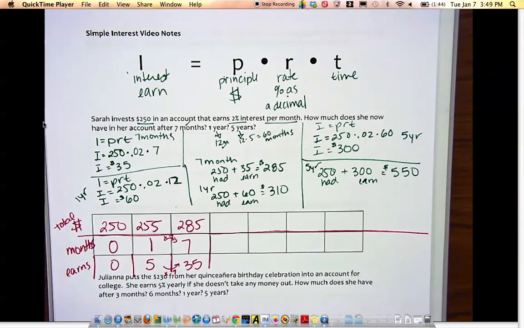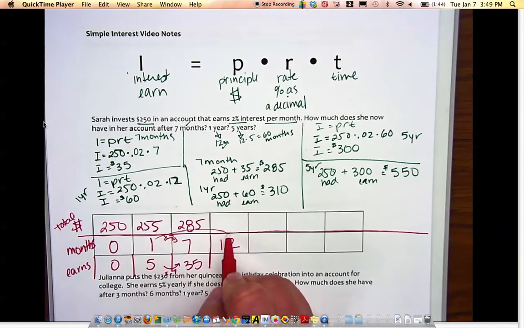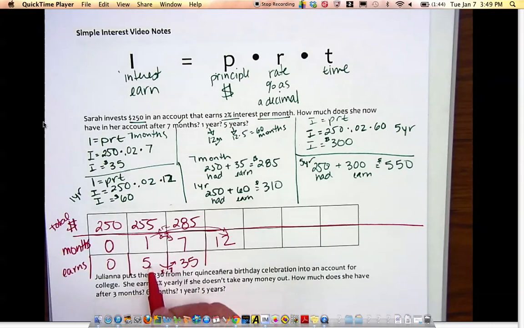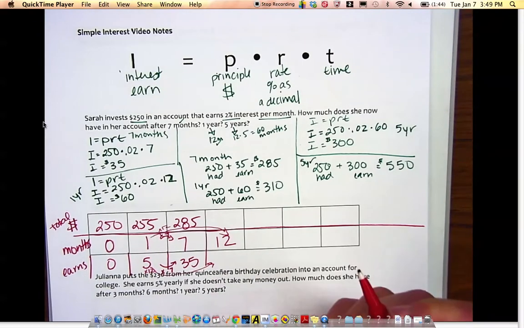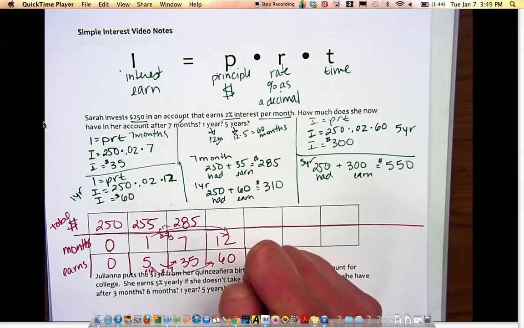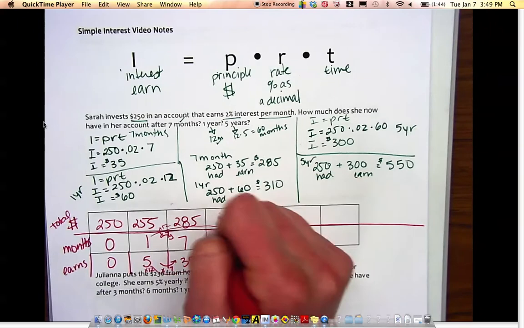All right, so now maybe I want to do the year. So I'm going to take this original amount here. 1 year is going to be 12 months, so I'm going to multiply by 12, and I get that after 12 months, she should be earning $60. So 60 added on to the original amount of $250, and she has $310.